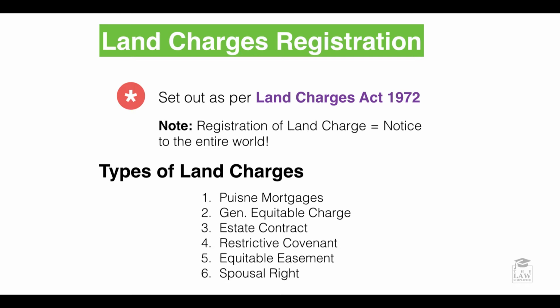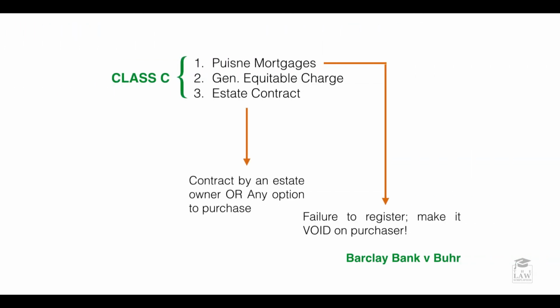Now, considering land charges as a whole, there are 6 primary types of land charges. There are puisne mortgages, general equitable charges, estate contracts, restrictive covenants, equitable easements, and a spousal right. So let's quickly look at each individual type of land charge in turn. It must be noted that between these 6 types, they are categorized as classes. So, for instance, Class C, as per the Land Charges Act of 1972, would be the puisne mortgages, general equitable charges, as well as estate contracts.